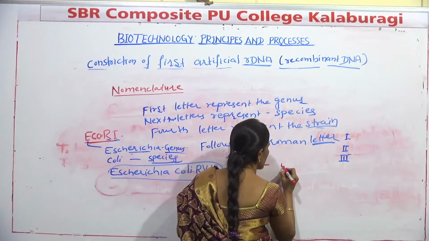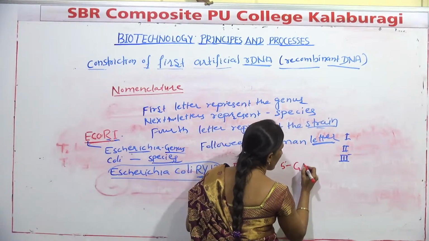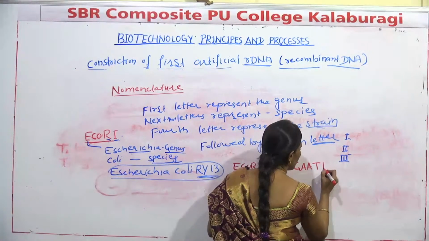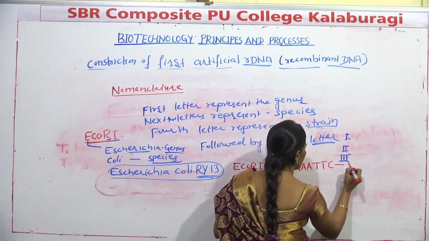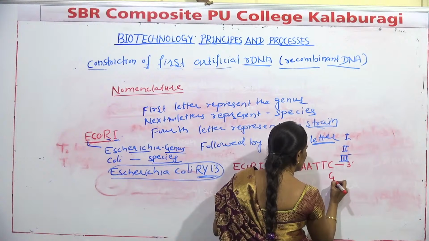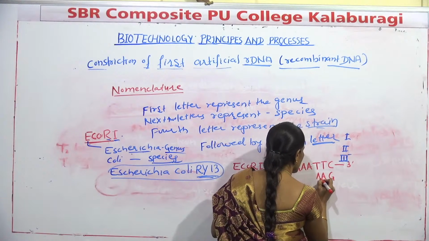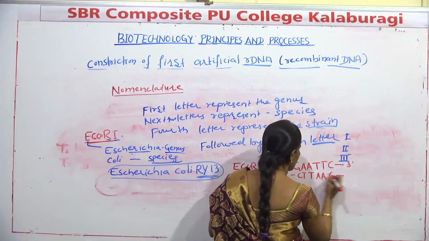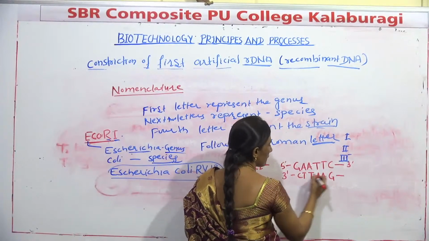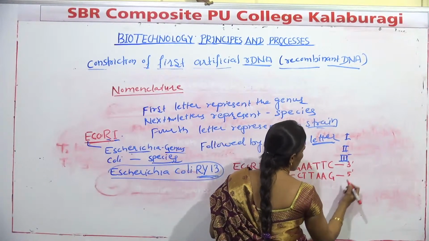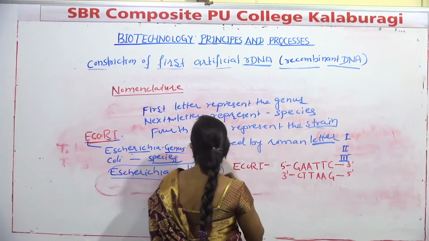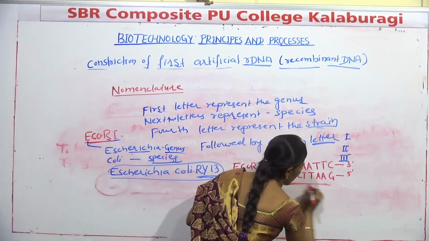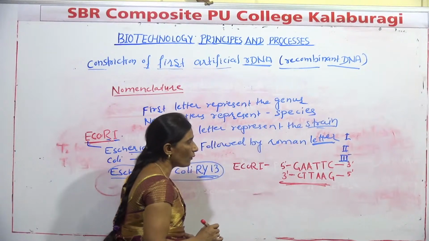Its sequence is GAATTC, 5' to 3', and CTTAAG, 3' to 5'. So this is the sequence of EcoRI. Remember, this is very, very important. The sequence of EcoRI.